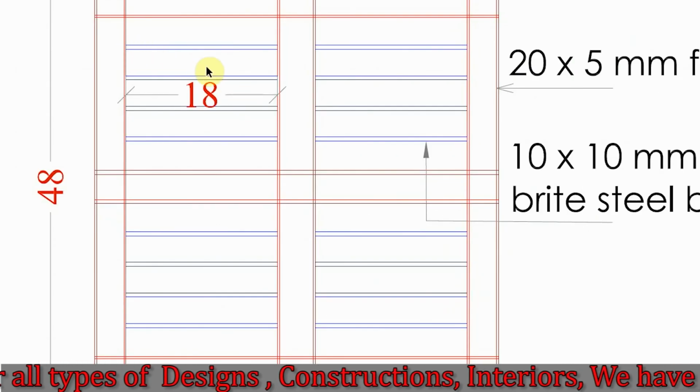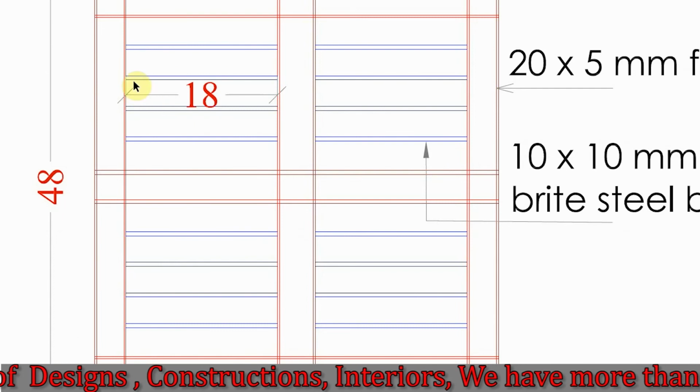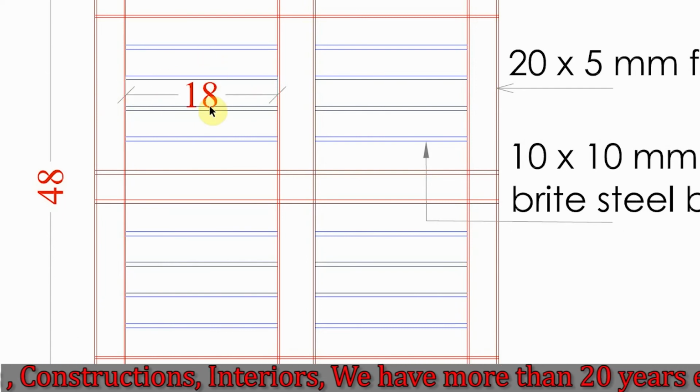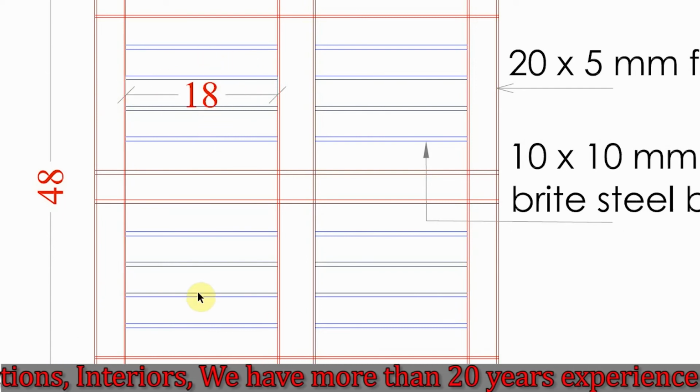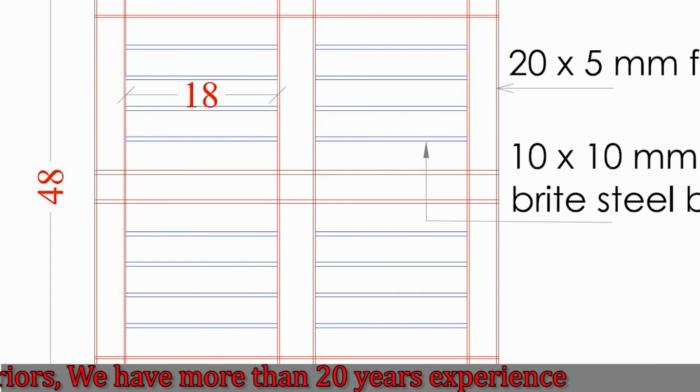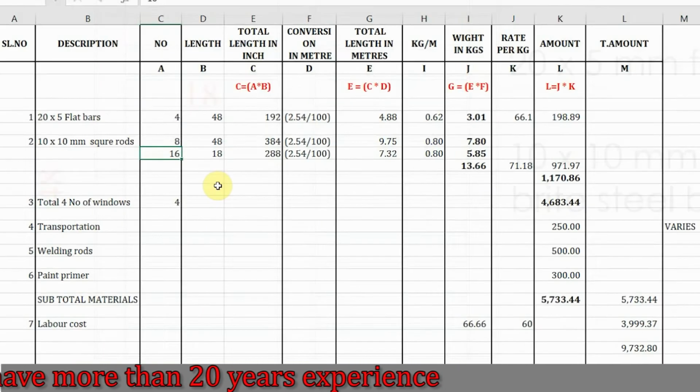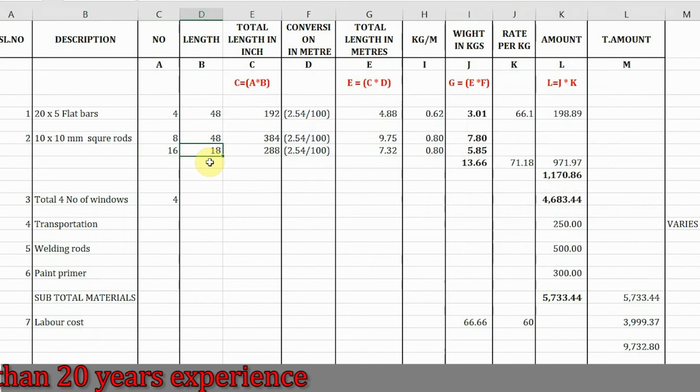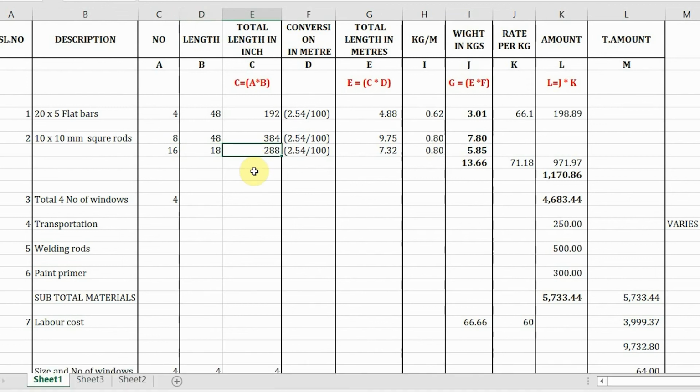The blue one is 18 inches. The measurement is mentioned here, 18 inches by 1, 2, 3, 4. 4 into 4, 16 numbers required. So 16 numbers into 18 inches is equal to 288 inches. If we convert into meters, the same way, 7.32 total meters, per meter 0.8 kgs. So total 5.85 kgs required for the blue one.